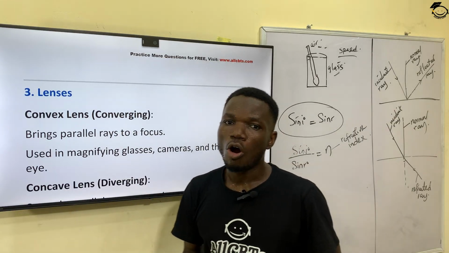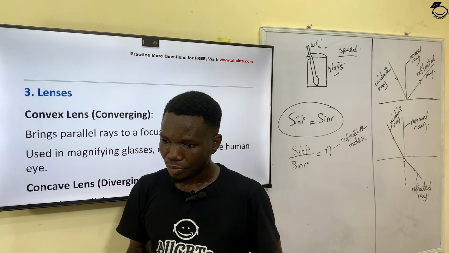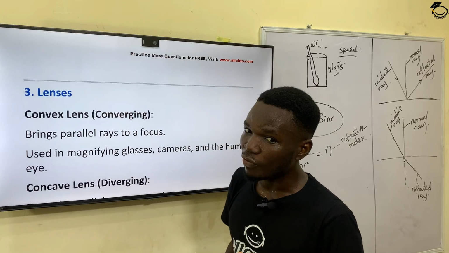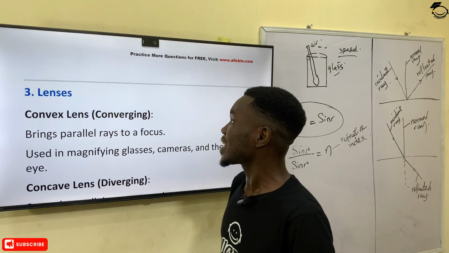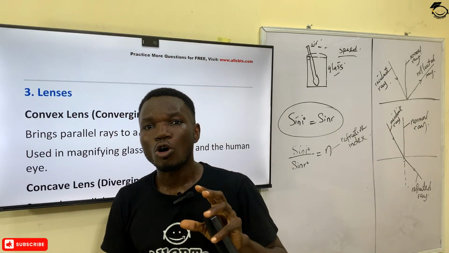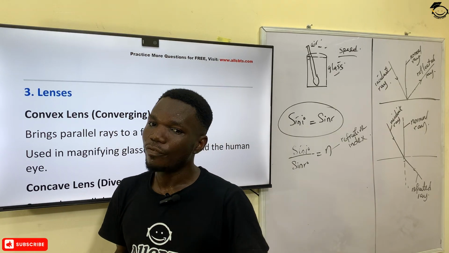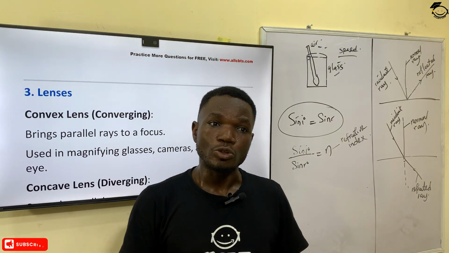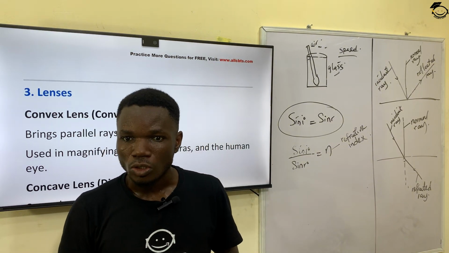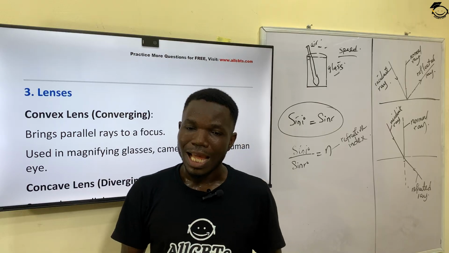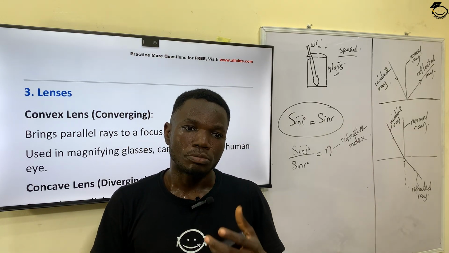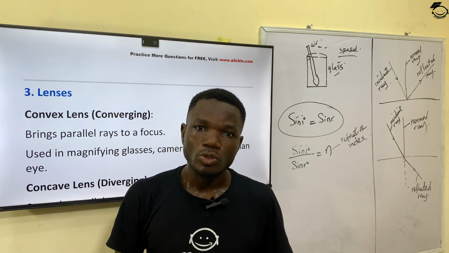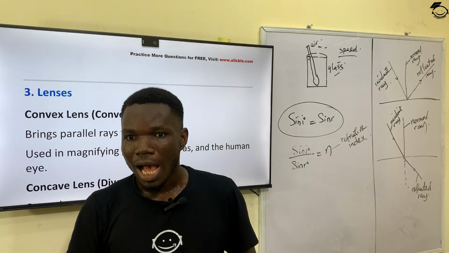So that takes us to what we call lenses. What are lenses? We have two types of lenses: the convex lens and the concave lens. These lenses are used for correction of eye defects. Some of them are used for magnification of objects, like the ones you have in your periscope, in your microscope, in your telescope, and so on.